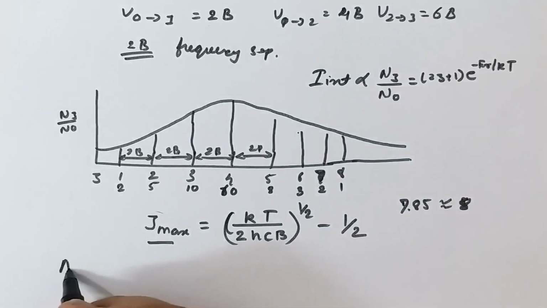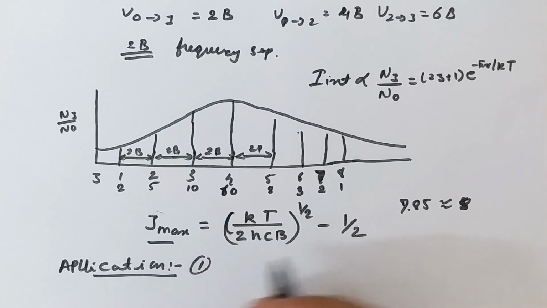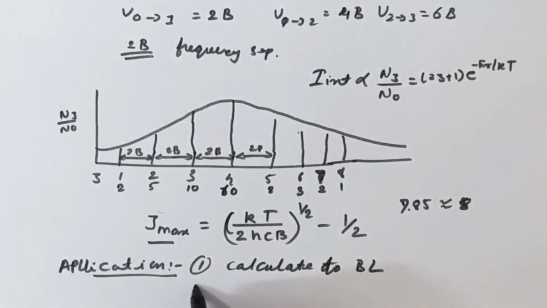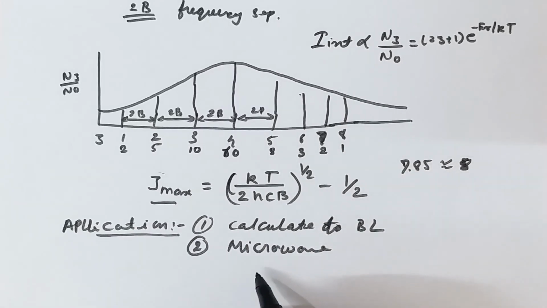Talking about the applications of rotational spectra. The first application is that it is used to calculate the bond length of different molecules. The second is very popular: it is used in microwaves. Microwaves are very popular nowadays, and in a microwave we can cook food.